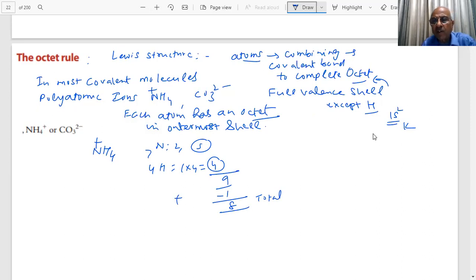How will we show it, student, then? The nitrogen needs how many electrons? Nitrogen has 5 in the outermost shell: 1, 2, 3, 4, 5. And there are 4 hydrogens coming. Each hydrogen has only 1 electron. If I show it by a cross, you will see what is happening. This is 1 electron in the hydrogen. How many are coming? 4. So what will happen, student?